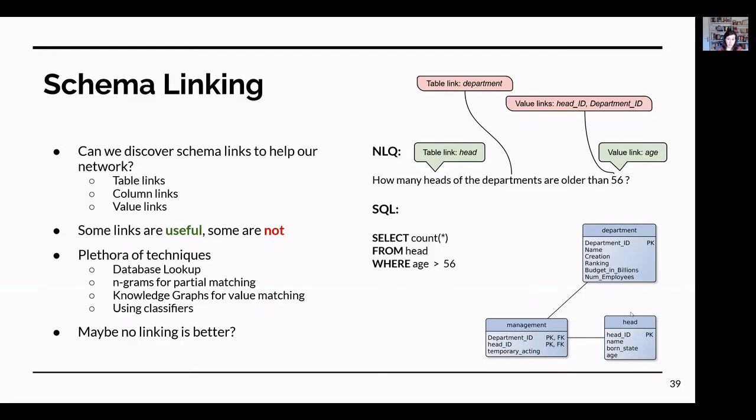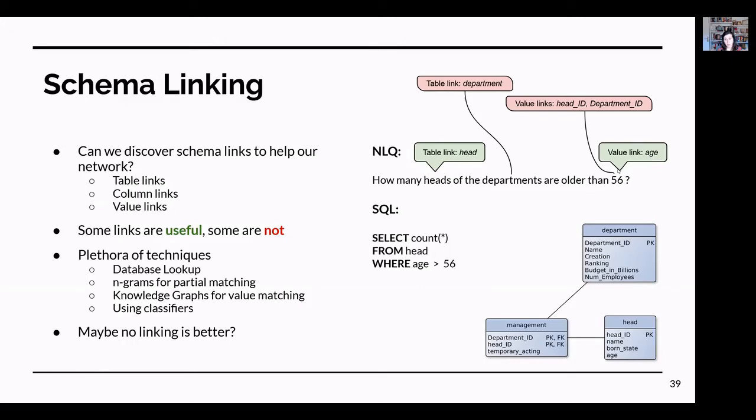Now, let's see a totally different case. So we have the departments here, which in principle would be very easily mapped to the underlying table department here. However, this particular table link is not correct, because in the context of our query, we do not care about departments, we care about the heads of the departments, and this is actually already captured by the table link head.